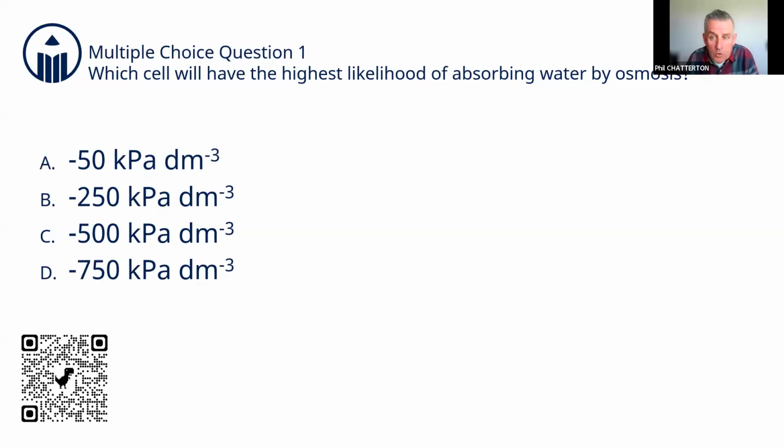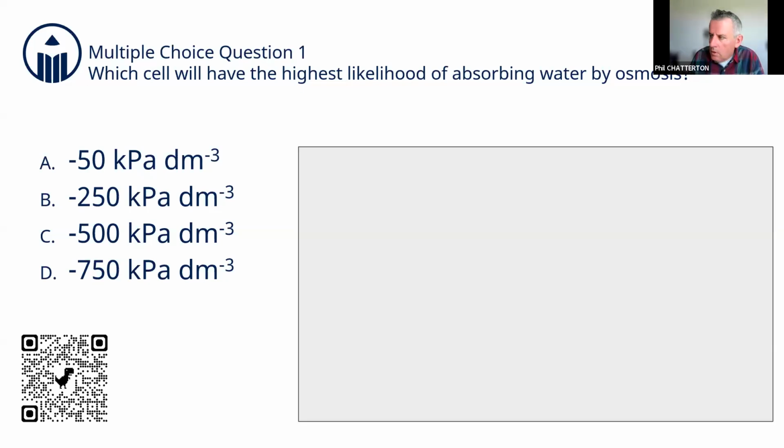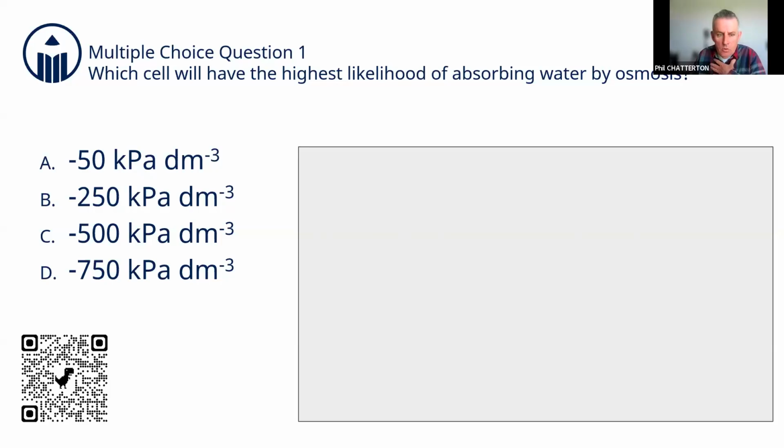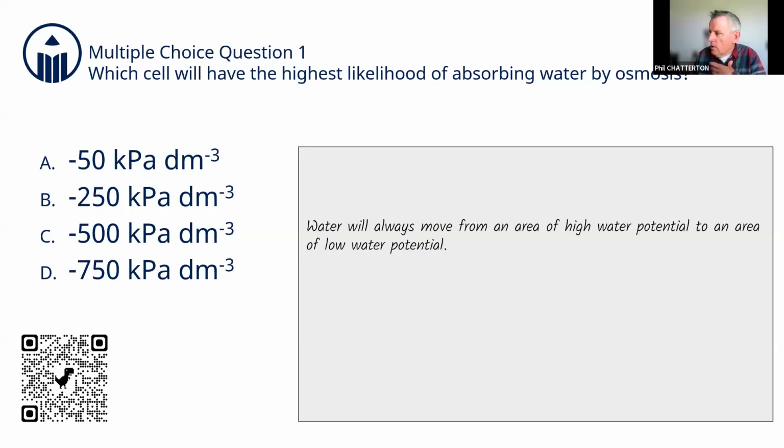I'm seeing all C's and D's at this point, which is good, because the answer is certainly one of those two. We'll go into the answer here and the reasons. The answer is water will always move from an area of high water potential to an area of low water potential. That's part of the definition of osmosis, isn't it?